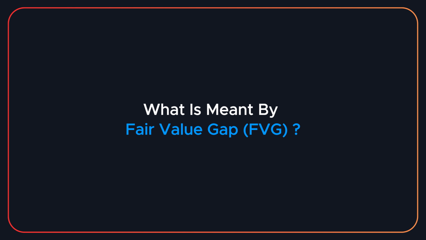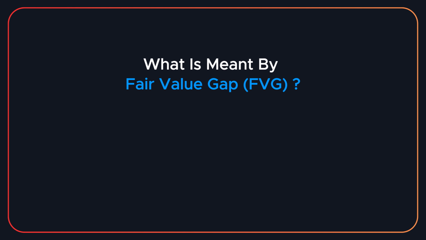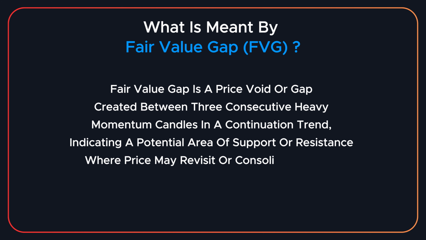What is meant by fair value gap? Fair value gap is a price void or gap created between three consecutive heavy momentum candles in a continuation trend, indicating a potential area of support or resistance, where price may revisit or consolidate before continuing its overall trend. A fair value gap forms due to the aggressive sellers or buyers in the market, and due to their buying or selling pressure.